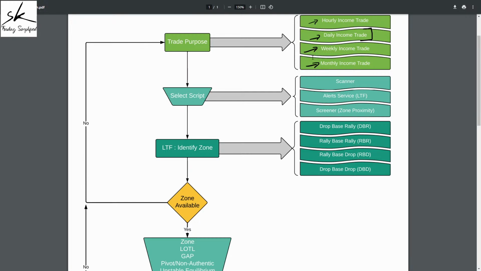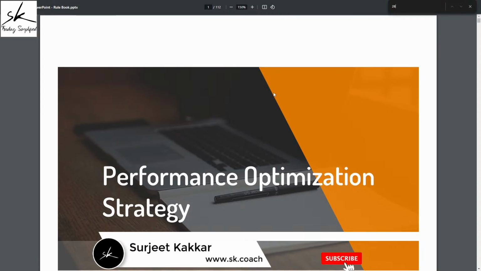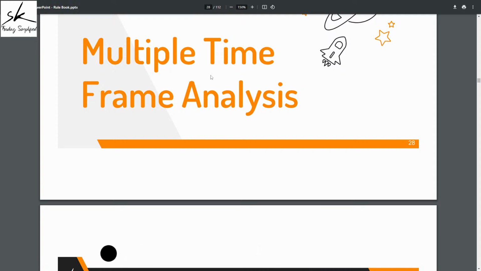So step one, we need to define our trade purpose, and let's assume I opted to plan monthly income trades. Once I select my purpose of trade, from the rule book I'll get to know what time frames I should be using. If I go to the rule book, page number 28, we start with the topic multiple time frame analysis, because the demand supply methodology is not based on a single time frame. It is based on multiple time frame analysis.